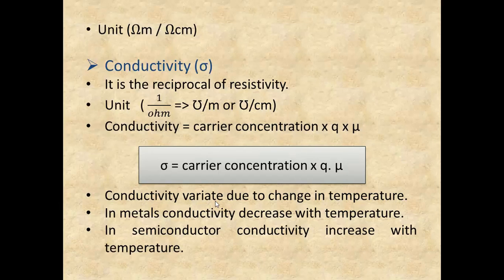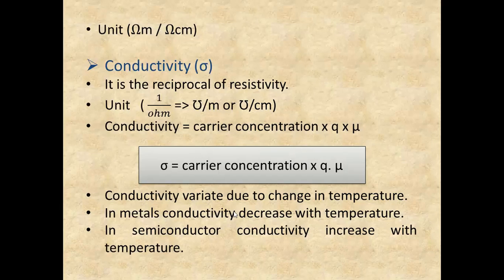Now conductivity varies due to change in temperature. Why does it vary with temperature? It may be due to the variation in carrier concentration, or maybe the variation in mobility. If there is some variation in these two, there is a variation in conductivity. In metals conductivity decreases with temperature, and in semiconductors conductivity increases with temperature.